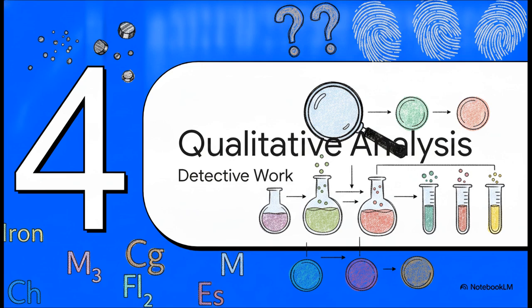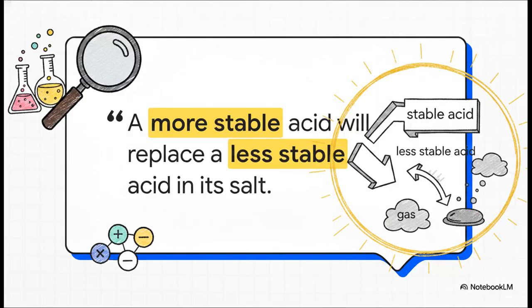Finally, Part 4. Qualitative analysis. Detective work. Since iron and its transition metal buddies are so essential but almost always found mixed up with other stuff in nature, chemists needed a reliable way to identify them. Qualitative analysis is pure detective work. We use chemical reagents to hunt down hidden ions, based on one golden rule. A more stable acid will always replace a less stable acid in its salt.